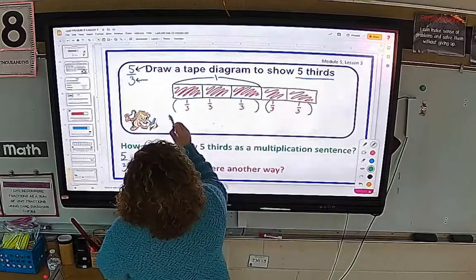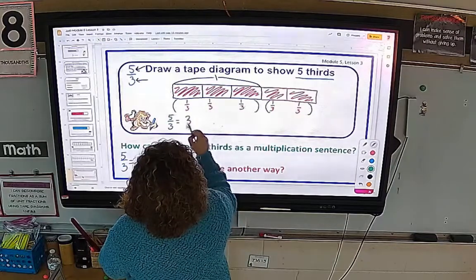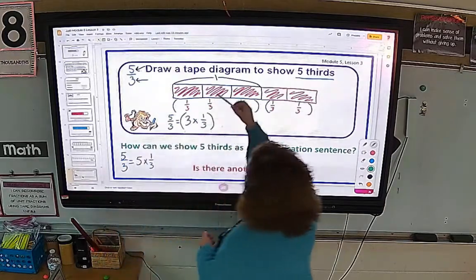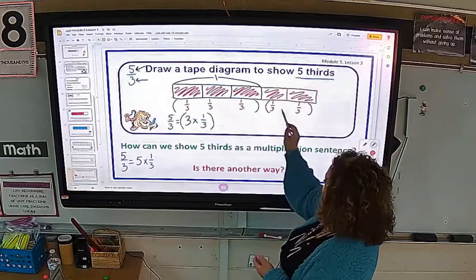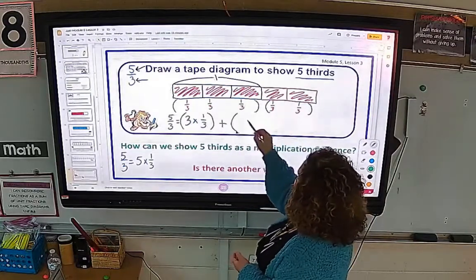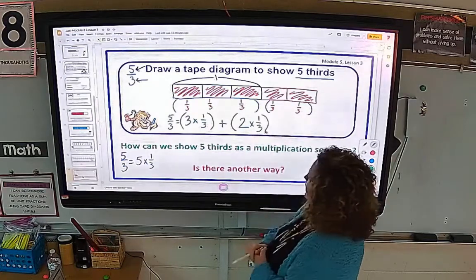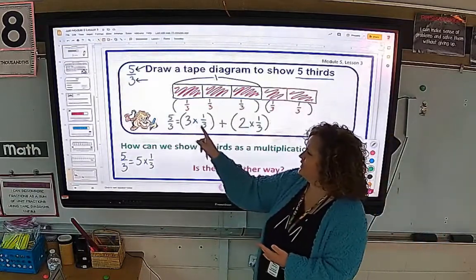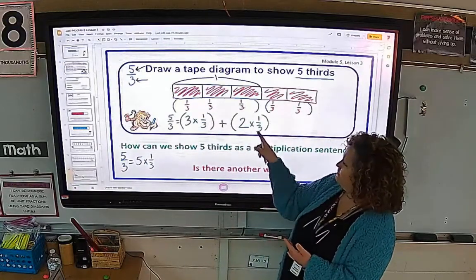Okay, 5/3 is equal to, okay, here's 3/3 right here. So 3 times 1/3. I just changed this from possibly adding those thirds to multiplying them. But I can't forget this out here. So plus, let's do this group. We've got 2 times 1/3. Okay? Now this looks super fancy, doesn't it? We've got 5/3 equals 3 times 1/3, which is right here, plus 2 times 1/3.